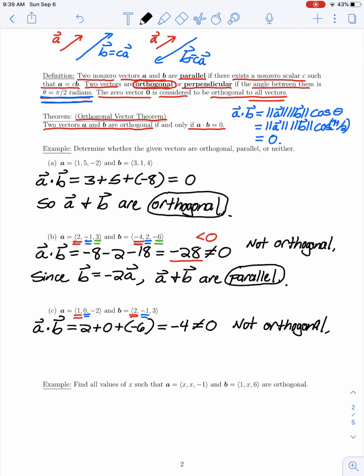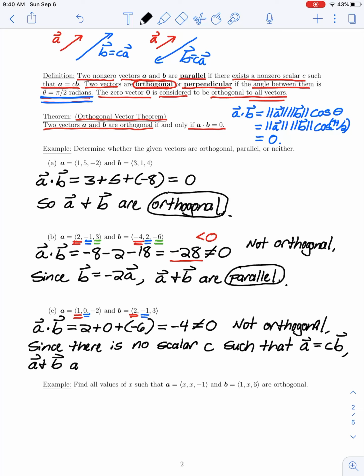So here we can say, since there is no scalar C such that A is equal to a constant multiple of B, A and B are not parallel. Since they were not orthogonal and not parallel, our answer here would be that they are neither.